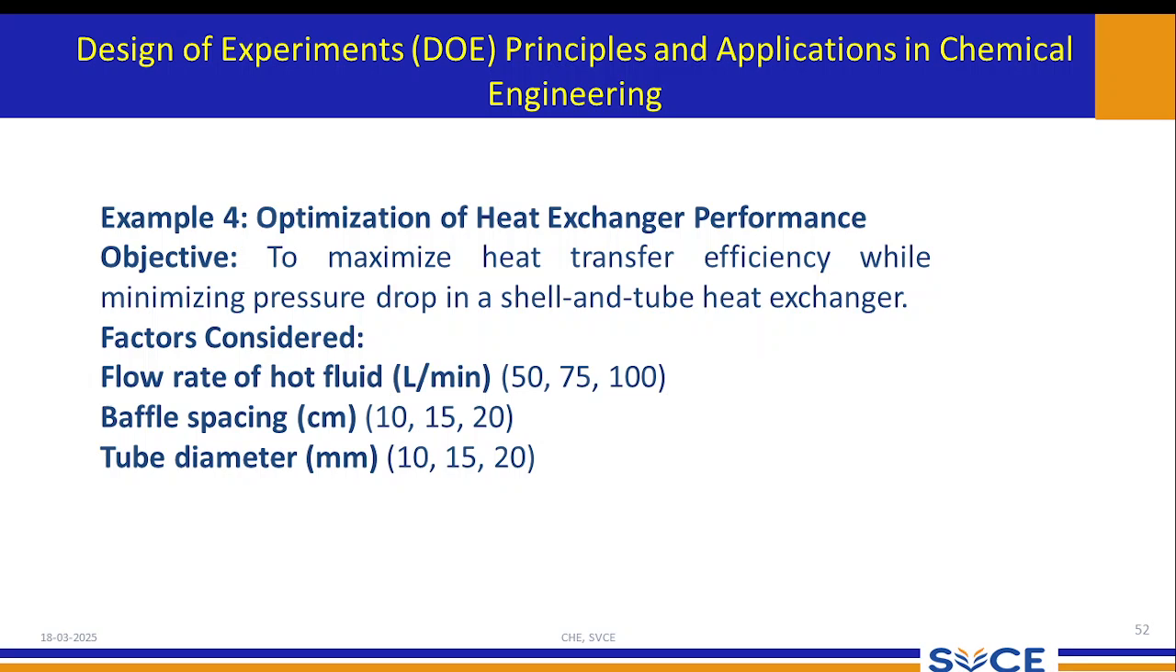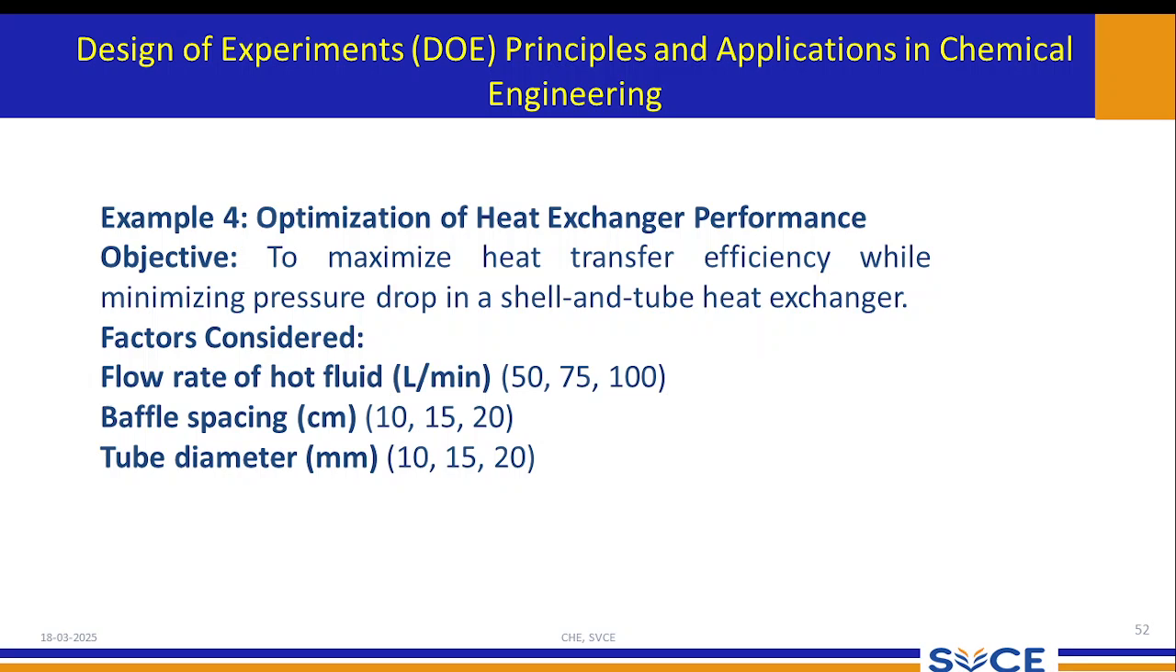Okay, so example 4 for design of experiments, which we have already discussed, is the optimization of heat exchanger performance. So in heat exchanger performance, what are the factors which we consider to be independent variables? That is the flow rate of hot fluid, baffle spacing, and tube diameter. You cannot reduce the temperature of the hot fluid lower than the cold fluid inlet temperature. So you should be very careful. Otherwise it will be very difficult.